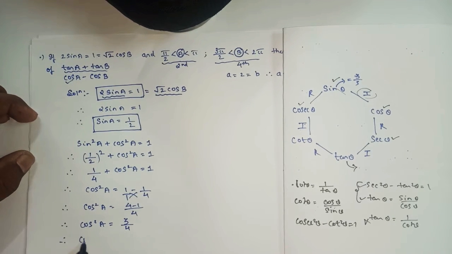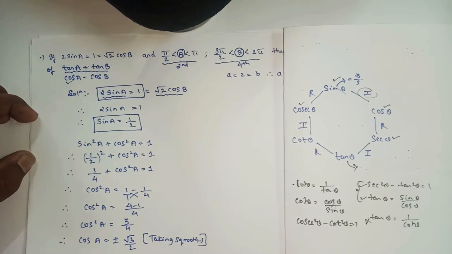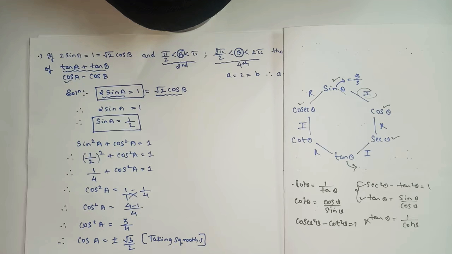So therefore here you will get cos A equals plus minus root 3 upon 2 when you take the square root on both sides, yes or no? So here you will get two answers of cos A. But for this sum, either you have to consider the positive value or the negative value.